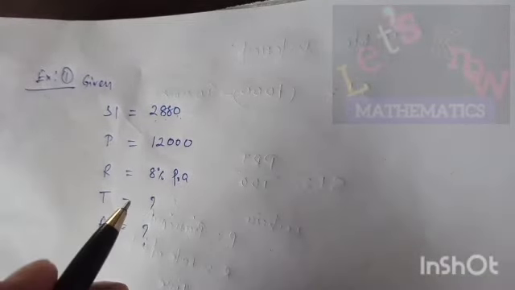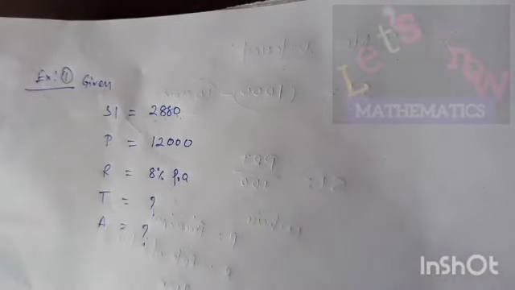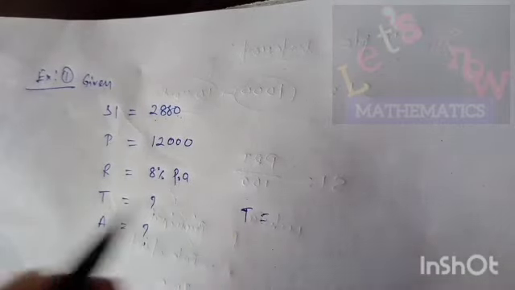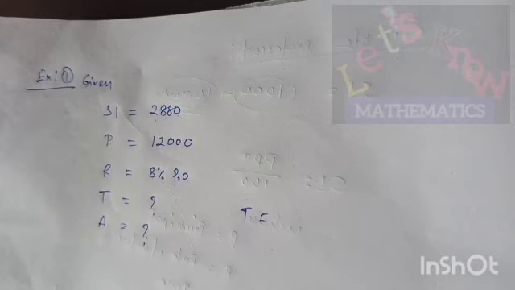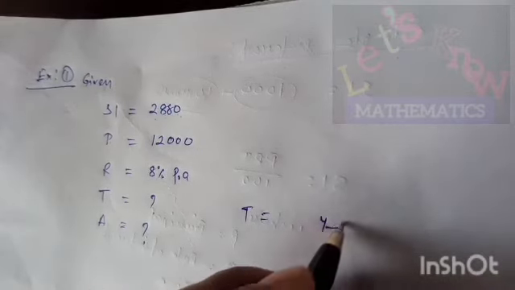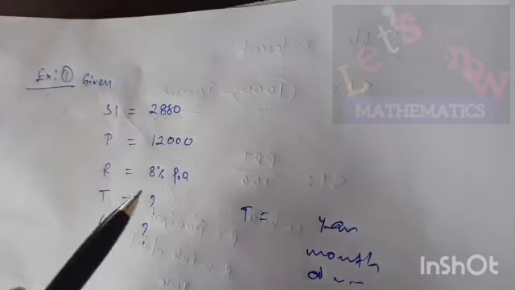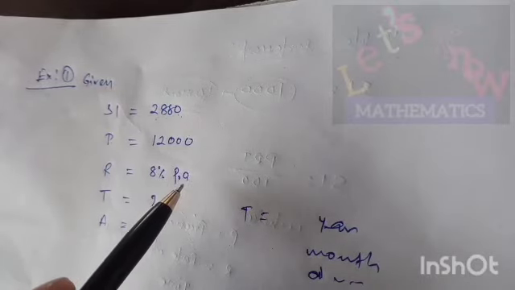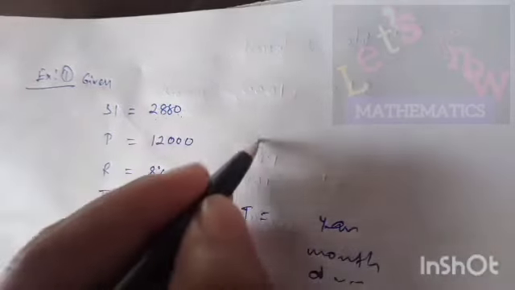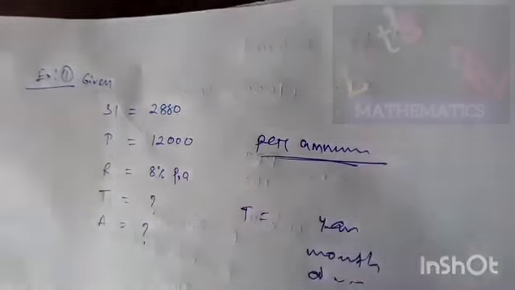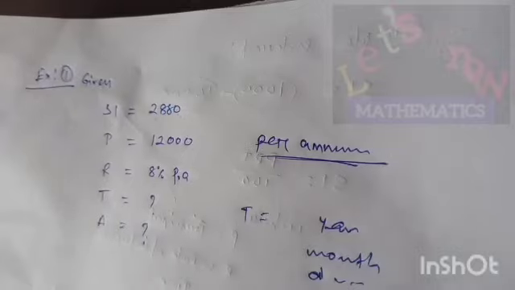Here, see, the time. In which unit are we going to count this time? It is not given, is it? So it may be years, months, or days. So what will decide it? You have to see here that per P.A. is given, right? So this one is per annum.